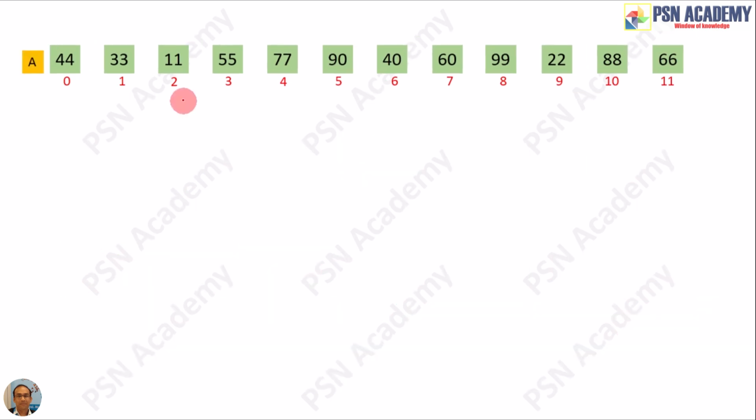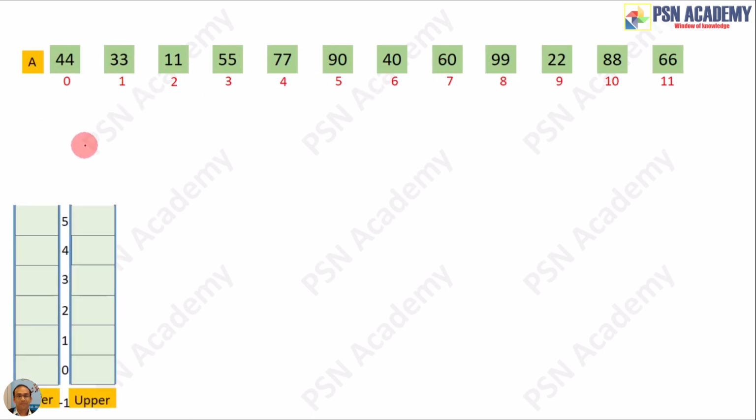Now we will start with the algorithm. This is an array and the name of the array is A. These are the 2 stacks we will use. The first stack is lower, which will carry the lower index of a list, and correspondingly in the upper stack, at the same index, it will carry the highest index of that same list.